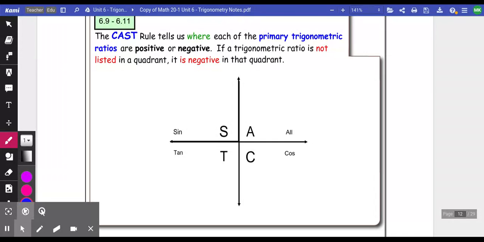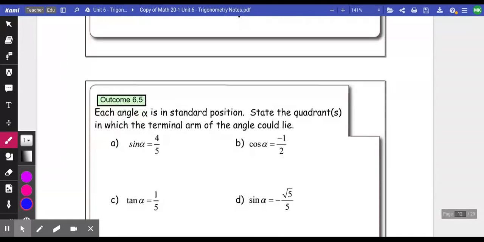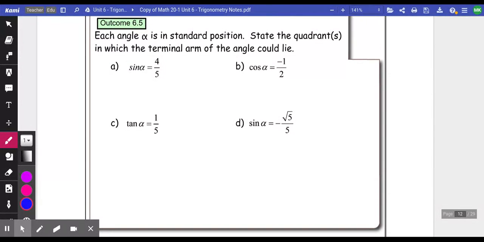Now that we've reviewed our reference angle, standard position angle, and we've talked about going in other quadrants, positive angles, negative angles, we're going to start building triangles again. We're going to skip this slide and get right into some discussion about triangles. This says for each angle alpha in standard position, state the coordinates in which the terminal arm could lie. We learned this stuff yesterday.